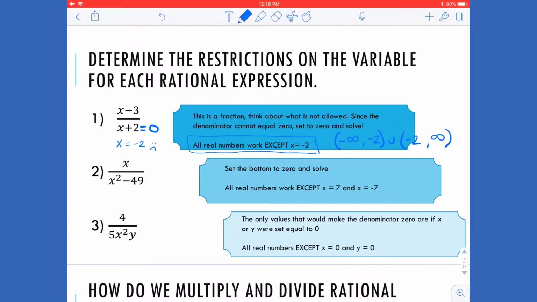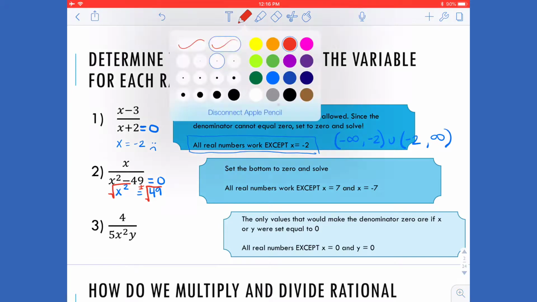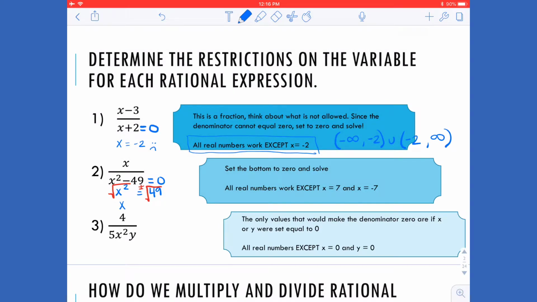On number 2, I see I have a fraction. I don't want 0 in the denominator, so I can set the denominator equal to 0 and begin solving. The inverse of a square is a square root, but we recall that anytime we put in a radical, we need to put in the plus or minus. That leaves me with a solution of x is equal to plus or minus the square root of 49, which is 7. So again, all real numbers are allowed except x equals positive 7 and x equals negative 7.